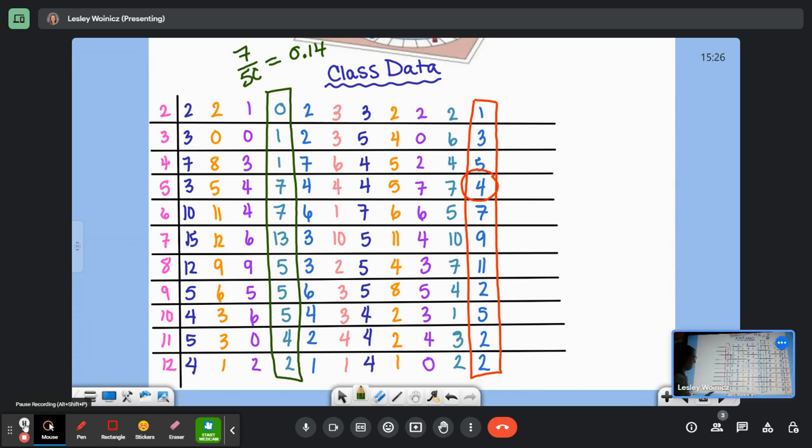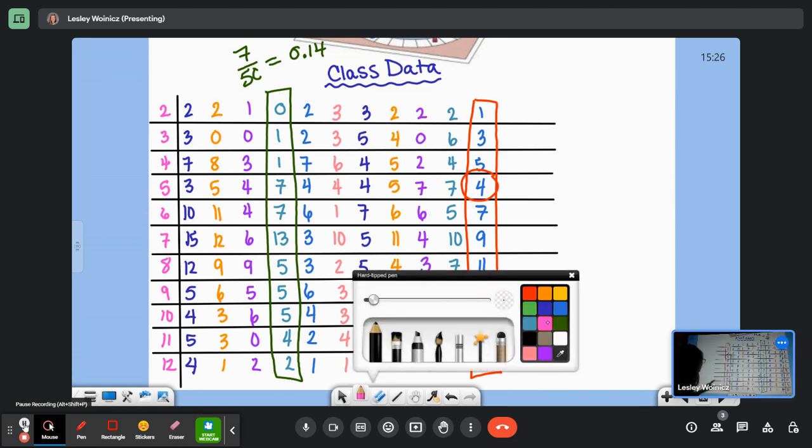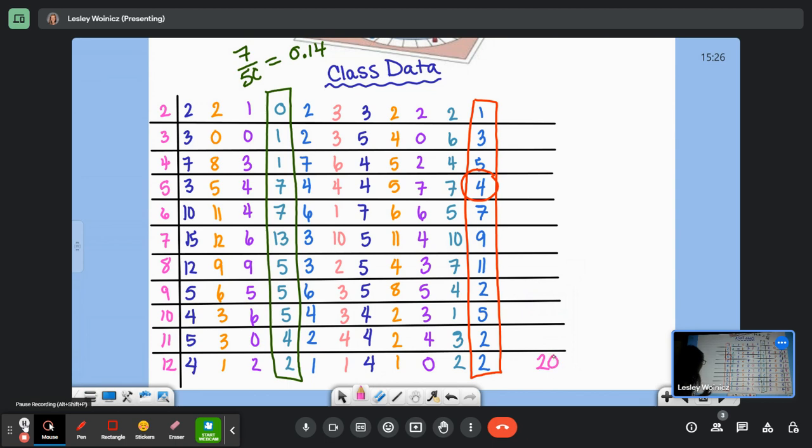Okay. How many did you get for 12? I think 2. Okay, how many 2s? 20. Okay, how many 3s? 27. 4s? So I need the total number of trials for everybody. Combined trials.